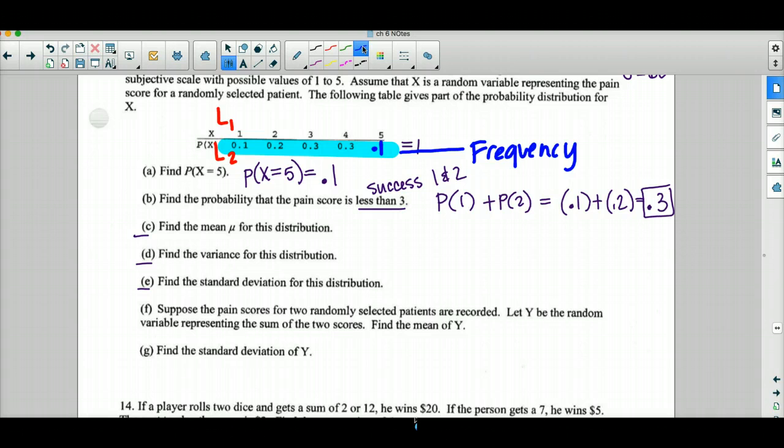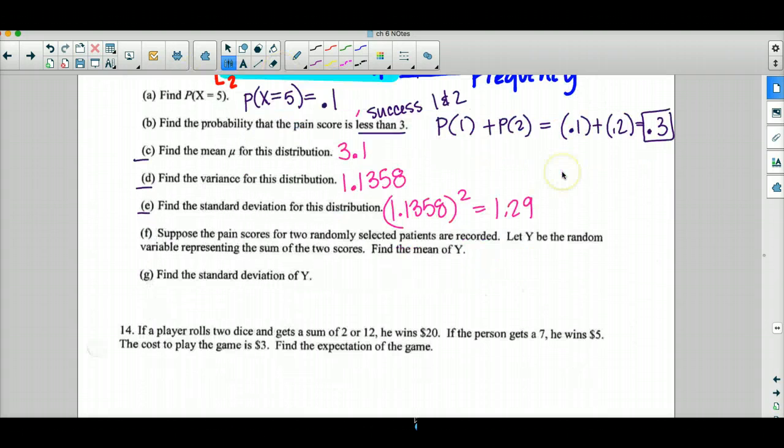So you'll do stat, calculate, 1-var stats. And you should get, I'm going to write them, but you do it with your calculator. Make sure you can pick it out. Your mean is 3.1. Your standard deviation is 1.1358. And the variance is that squared. So it's 1.1358 quantity squared. And it's 1.29 is my variance. Because my variance is always my standard deviation squared.